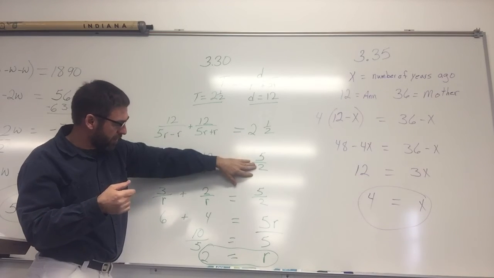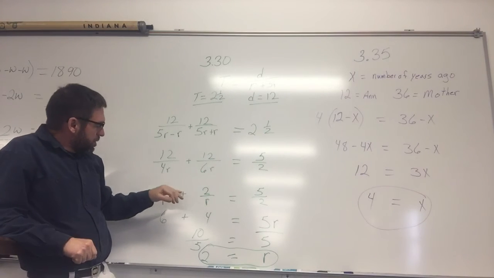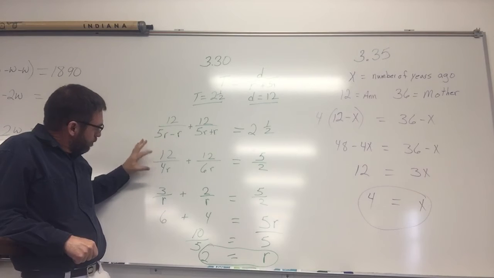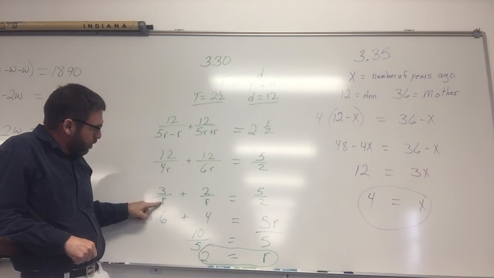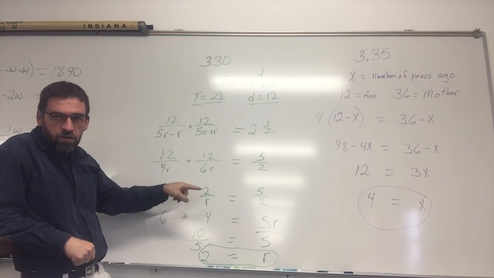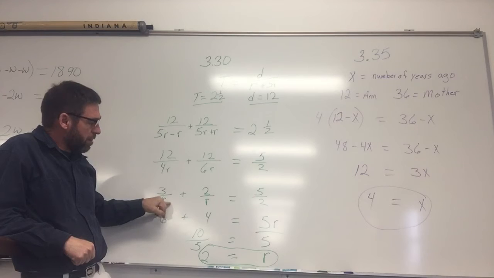5 over 2, if I say it right. Now, the next point, I come down here and I reduce these from 12 over 4, which makes you 3 hours, and 2 hours. Or the rate, 2 over R, 3 over R.